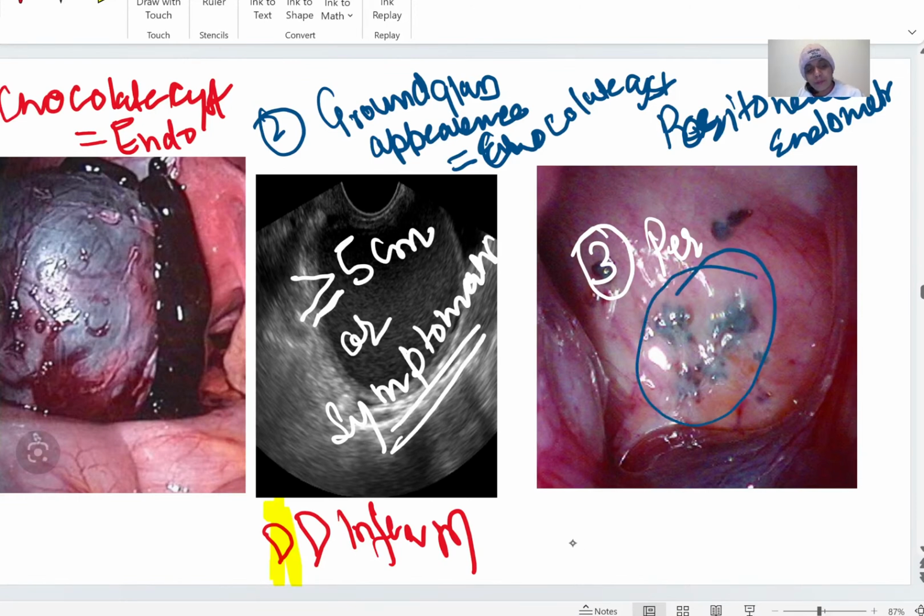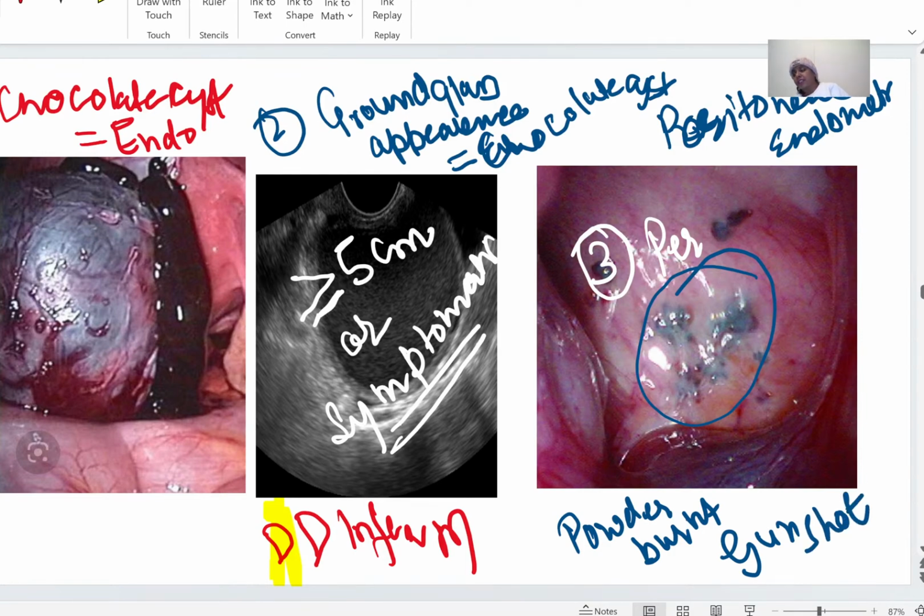What are the names of these? One name is powder burnt. What is another name? Yes, very good. Dr. Manish has written gunshot. The examiner will give the other name. Right? So they are powder burnt and gunshot.